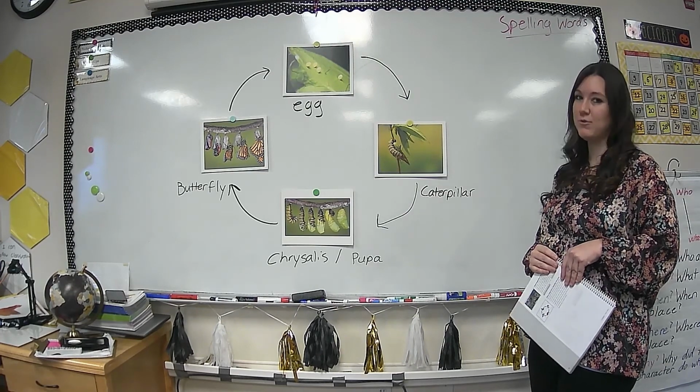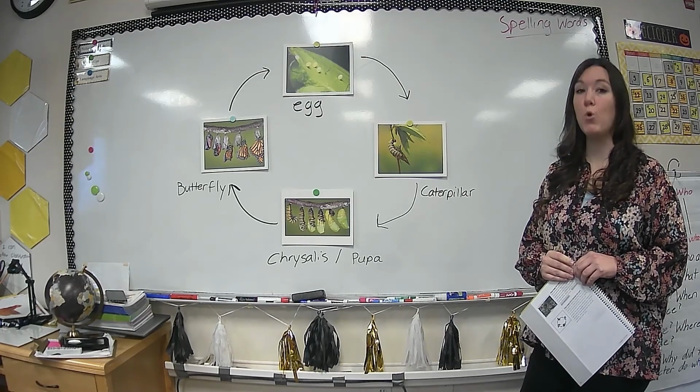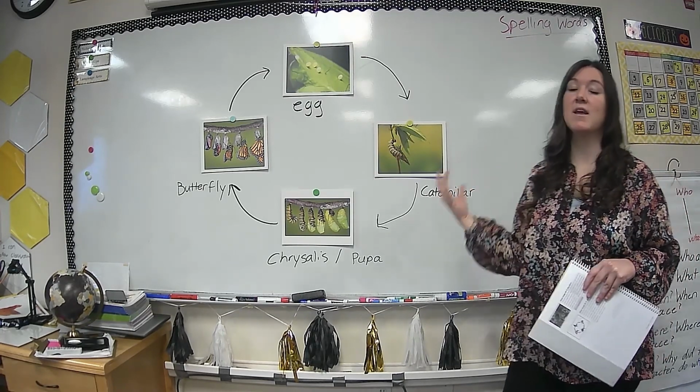We have a special vocabulary word today that explains what happens. They molt. Molting means that they shed their skin and grow a new skin.